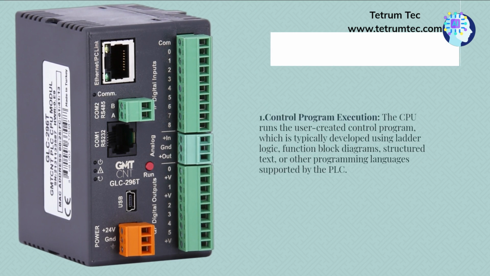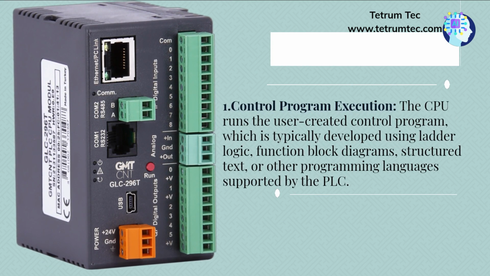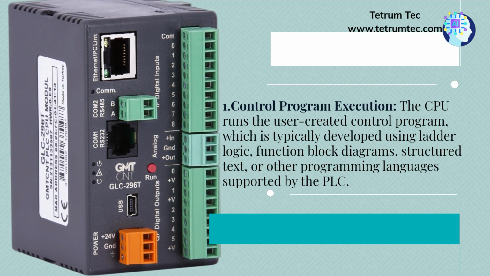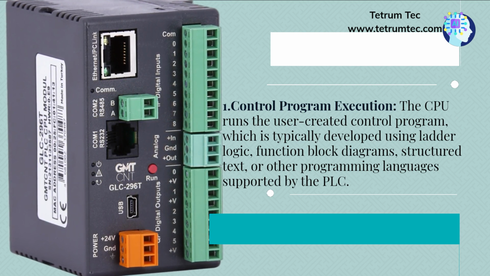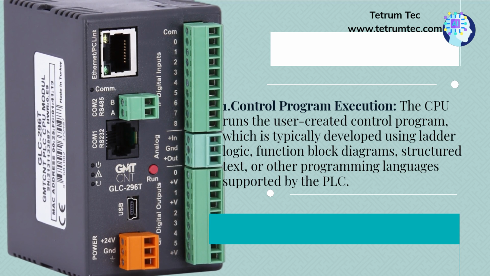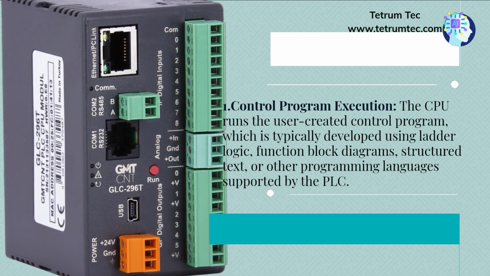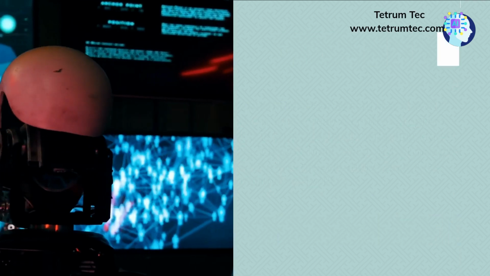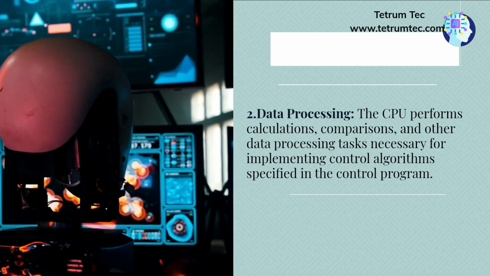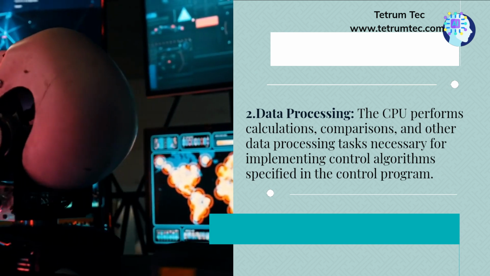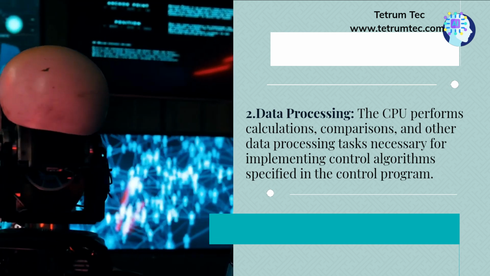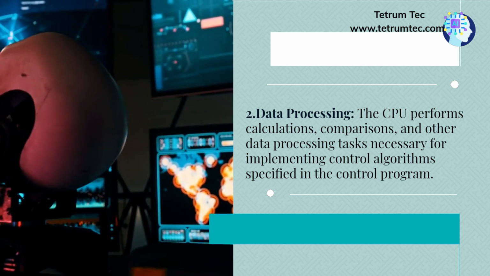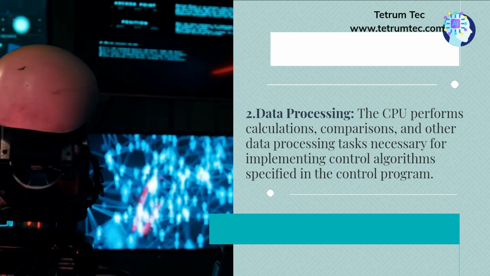1. Control program execution. The CPU runs the user-created control program, which is typically developed using ladder logic, function block diagrams, structured text, or other programming languages supported by the PLC. 2. Data processing. The CPU performs calculations, comparisons, and other data processing tasks necessary for implementing control algorithms specified in the control program.